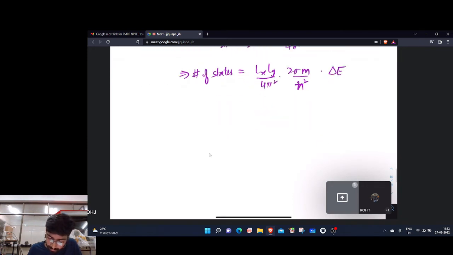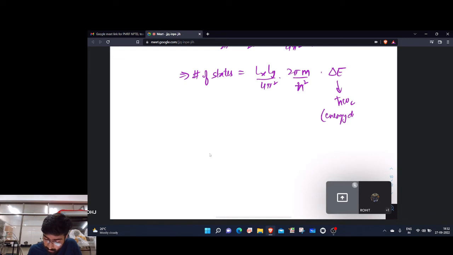Now delta E, which is the energy of the cyclotron, can be written as h bar omega c. In fact, this energy is the energy difference between two orbits.